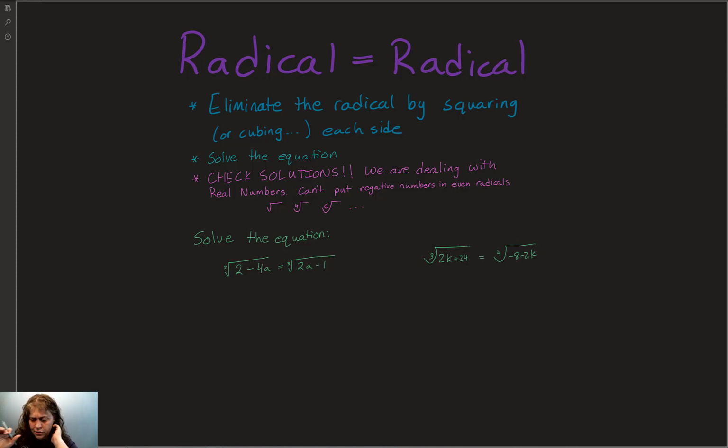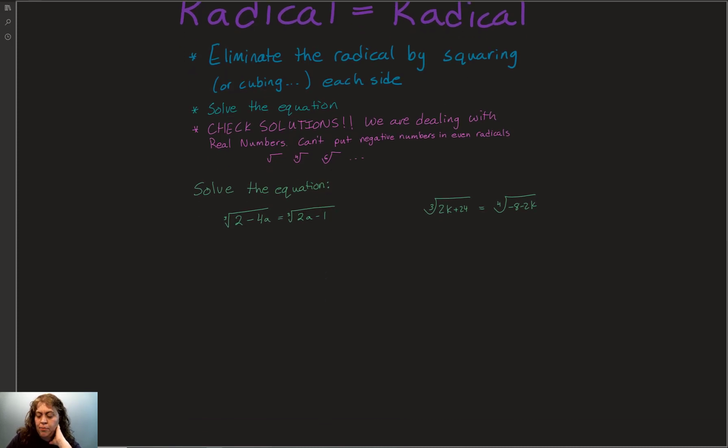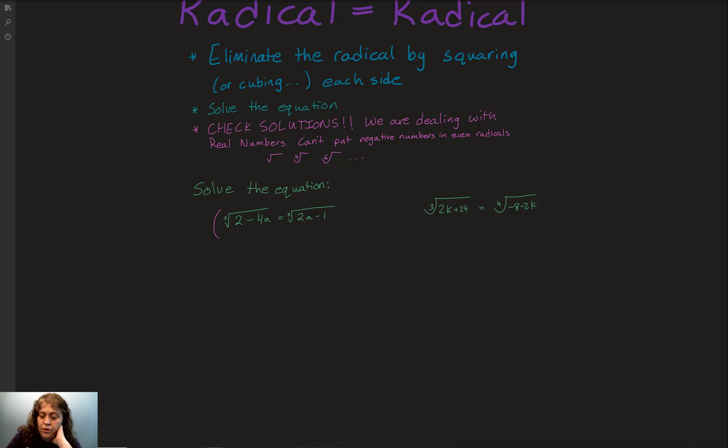Okay. So this guy right here, our first one, both sides is a cube root, which is beautiful. So we're just going to cube both sides. Bada bing, bada boom. We're left with 2 minus 4a is equal to 2a minus 1. So that becomes 3 equals 6a. And divide both sides by 6. And we have 1/2 is equal to a.